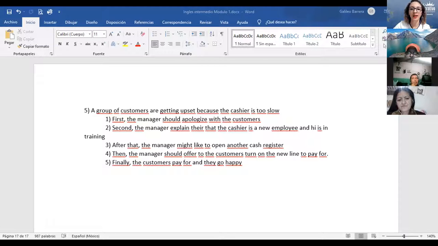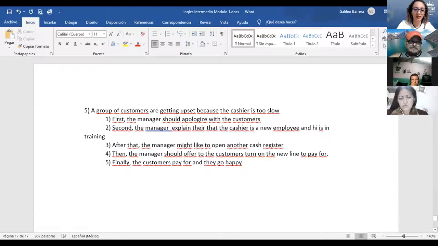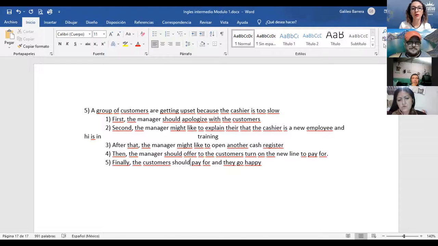Maybe the only comment, Galileo, Wendy and Ellie, is this. Okay, I'm going to request the control of the screen, Galileo, and I will show you. In sentence number two, use should, could, might like to express or to indicate that it's a recommendation. Second, the manager might like to explain, and then you continue. And the same with number five: the customer should, for example, pay for the food. Should pay and go happy. Just those comments to indicate that it's a recommendation. Thank you.